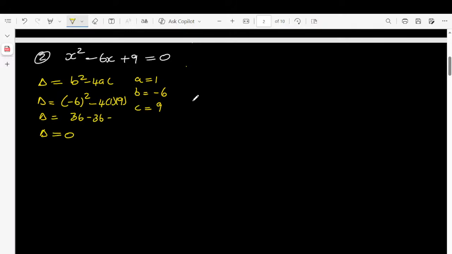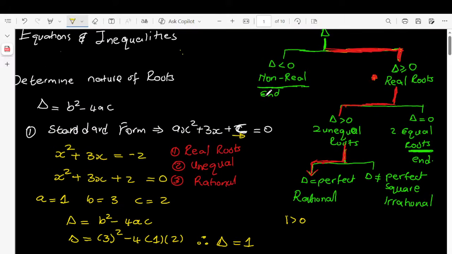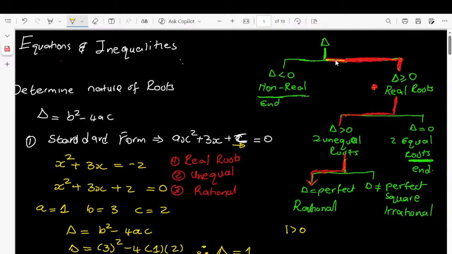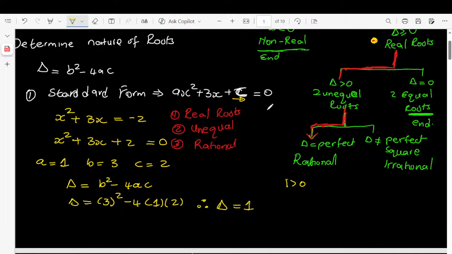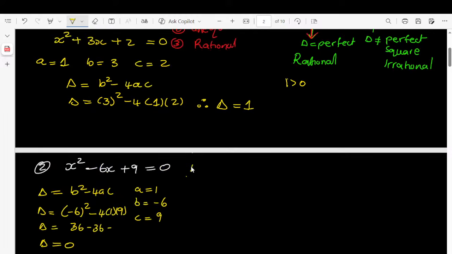So if the discriminant is 0, we need to find the nature of the roots. Remember, the discriminant is not less than 0, so I move in that direction. Then the first thing that I get is real roots. I need to write it down. So the first one is real roots.